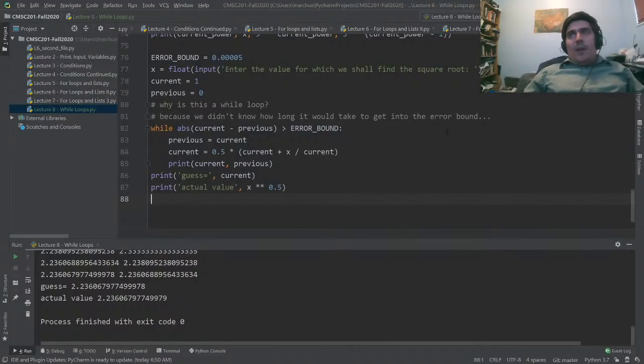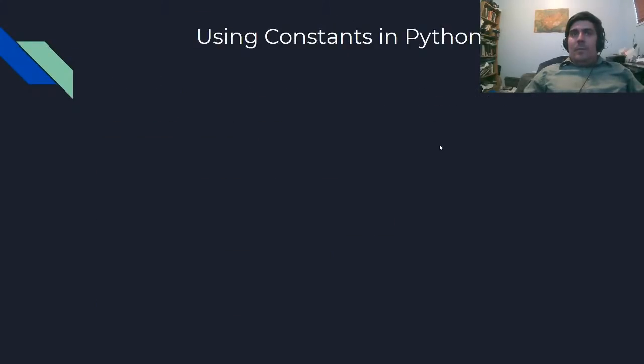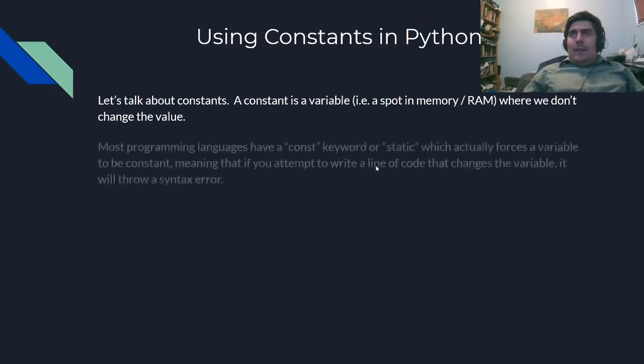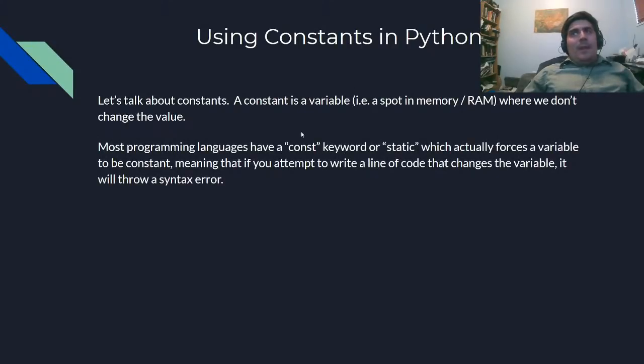Okay, so let me talk about constants. So yeah, ABS is absolute value. Okay, so a constant is a variable, a spot in RAM, where we don't change the value, right? Most programming languages will have a const keyword or a static or something like that. Like Java has static, C++, C, and other languages have const.